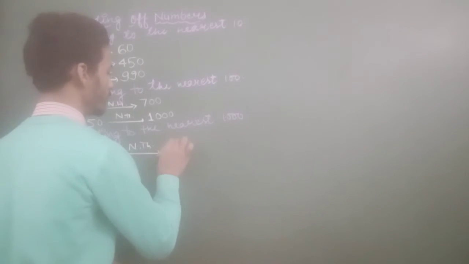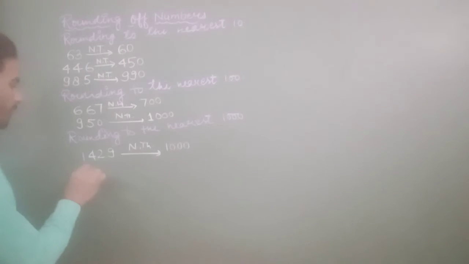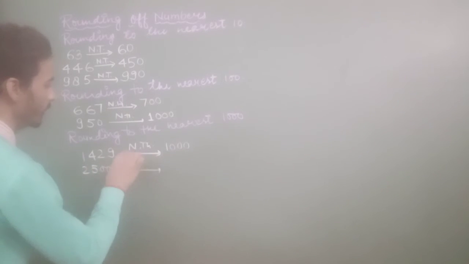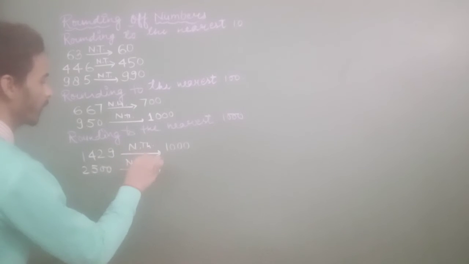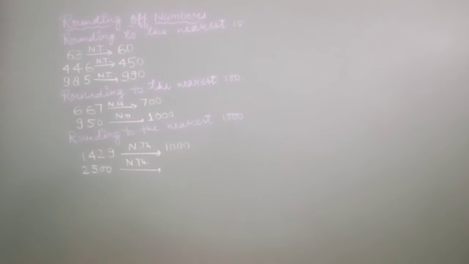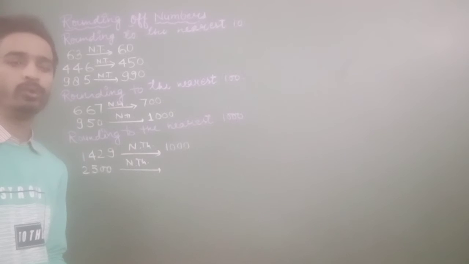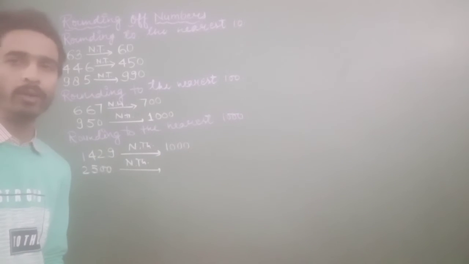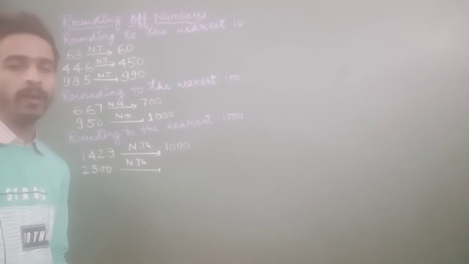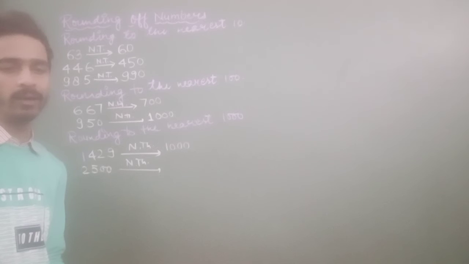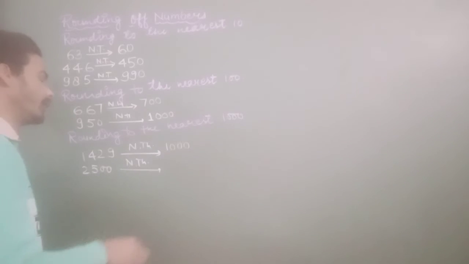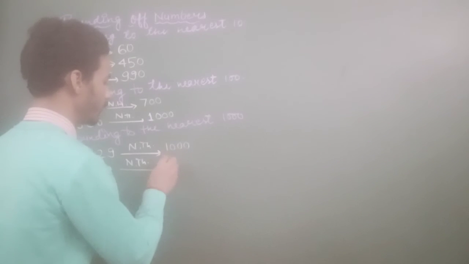The next example is 2500, round off to the nearest thousand. 2500 is exactly between 2000 and 3000, and you know that if a number is exactly halfway, it is rounded up to the higher thousand. So 2500 is rounded up to 3000.